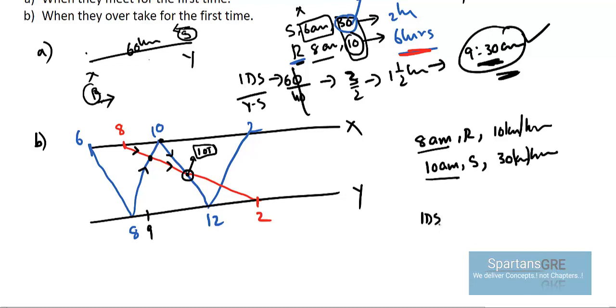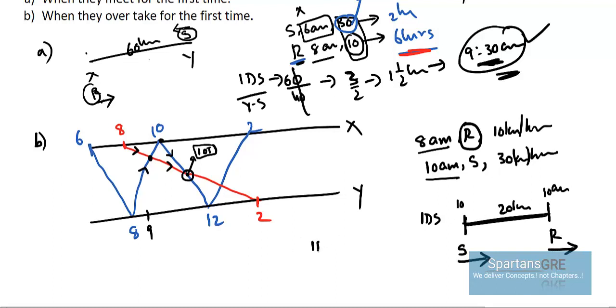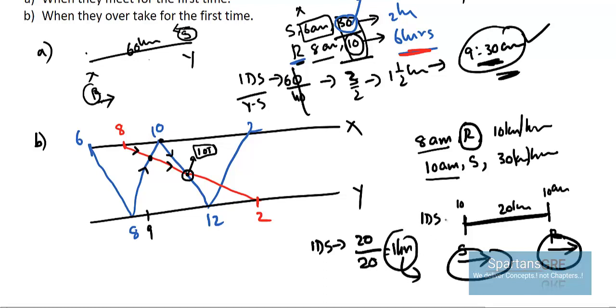So the initial distance will be, in 2 hours, R will travel how much? It will travel 20 kilometers. So by 10 a.m. here R will be here and this distance will be 20 kilometers. And at 10 a.m. S will be here, going towards this direction. So your initial distance is 20. So the time will be 20 by relative speed. Since they are going in the same direction, relative speed will be 30 minus 10, which will be 20. That means 1 hour. 1 hour from where? 1 hour from 10 a.m. So your first overtaking time will be 11 a.m.